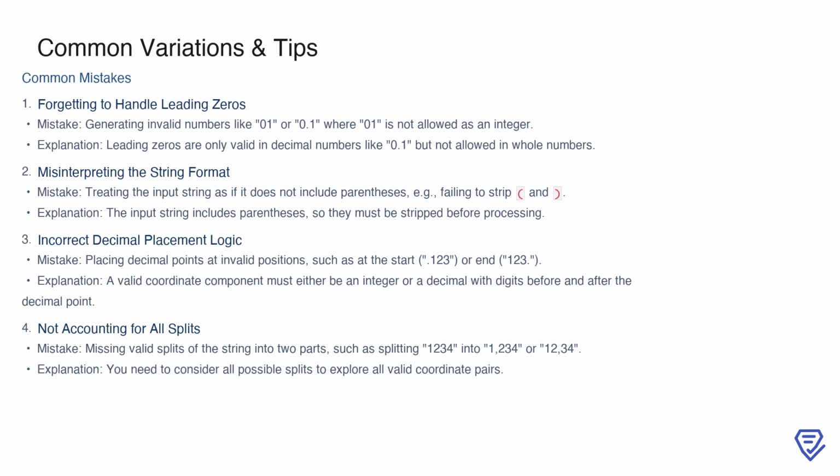Remember, the input always comes with parentheses, so you need to strip those off before you start processing the coordinates. Decimal placement is another tricky area. Placing a decimal at the beginning, like .123, or the end, like 123., makes the number invalid. A valid decimal must always have digits on both sides of the decimal point. Lastly, it's easy to overlook all possible ways to split the string. For instance, if the input is 1234, you need to consider splits like 1 and 234, 12 and 34, and so on. Missing any of these can lead to incomplete solutions, so ensure you explore all valid combinations systematically.